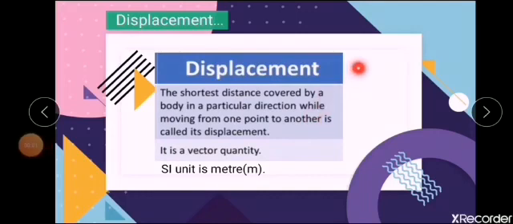Displacement is a term we are using in correlation with distance. Now, displacement is the shortest distance or the shortcut whatever we are using in a particular direction. Now, since it is having direction also along with magnitude, it is going to be a vector quantity. Since it is a part of distance, the units will be also the same.